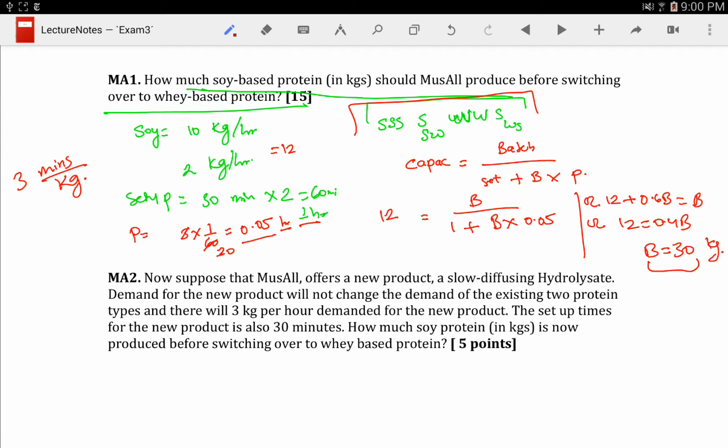Soy is our bigger one, so the share of soy is 10 divided by 12 times 30, which comes out to be 25 kilograms.